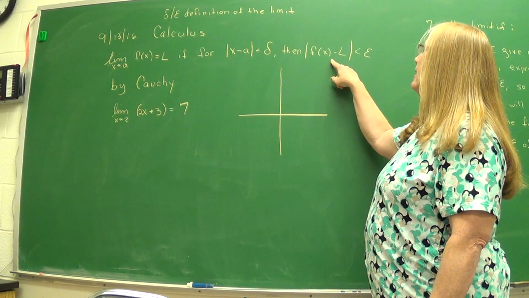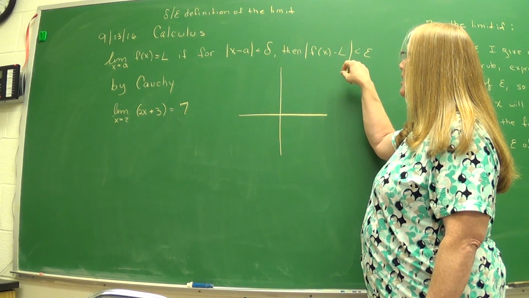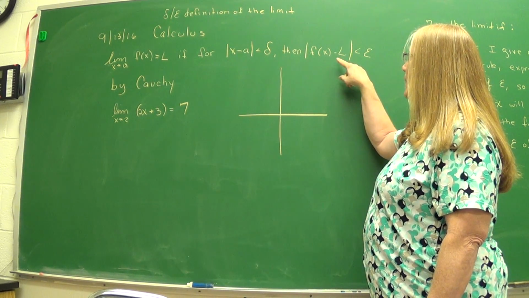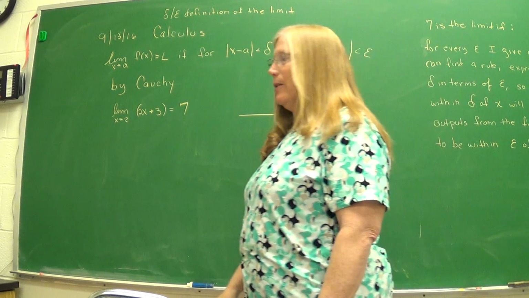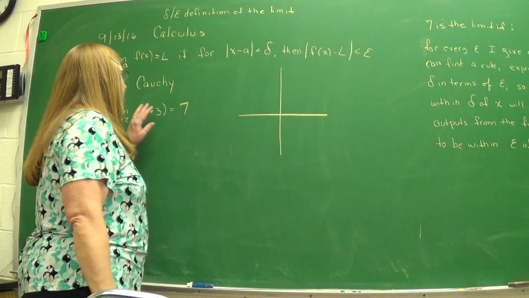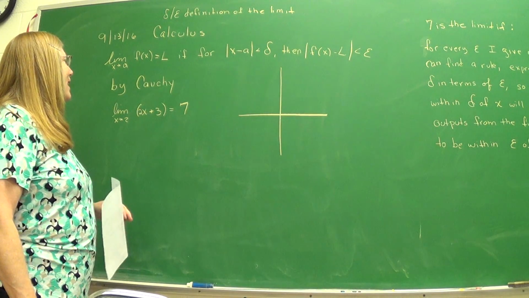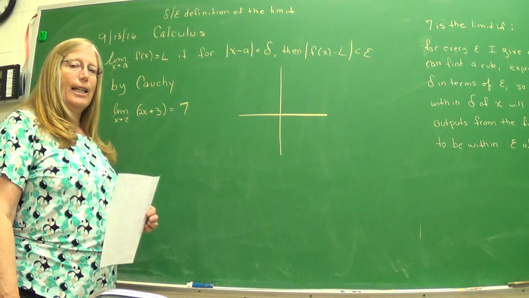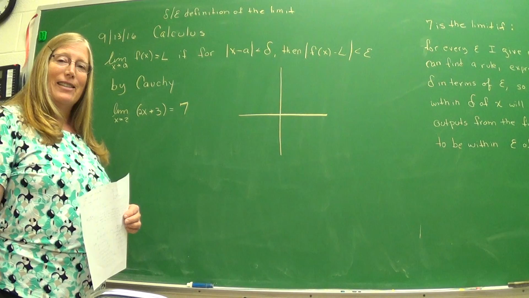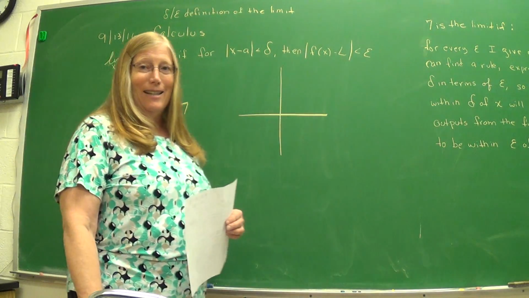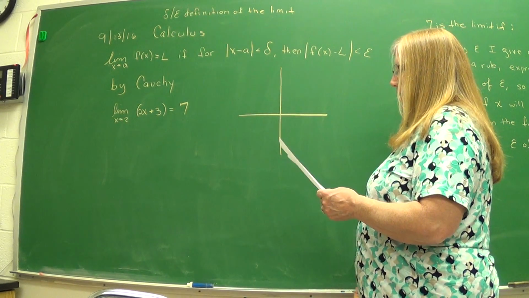So this is saying that the function is within epsilon of L. Let me show you that. This was all devised by a French mathematician named Cauchy, and he did this in the early 1800s, and it has stood against the sands of time, and is still used today. So you have him to thank. All right, so let me show you a little picture then.